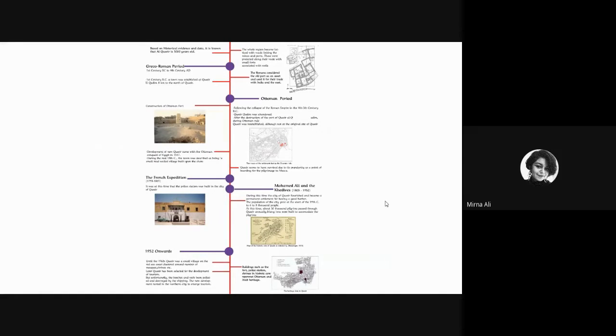Starting with the timeline, studying how the city of Qusair has developed along the ages. I think Koshari is here, or... Yes, I'm here, okay.